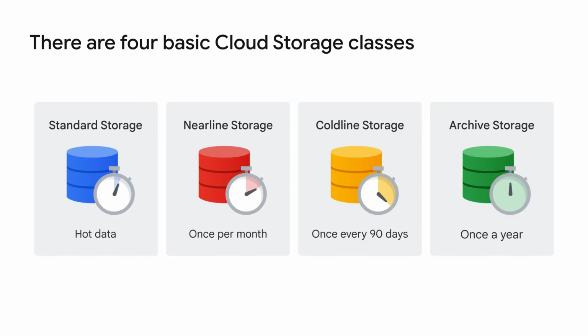The third storage class is coldline storage. This is also a low-cost option for storing infrequently accessed data. However, as compared to nearline storage, coldline storage is meant for reading or modifying data, at most, once every 90 days. The fourth storage class is archive storage. This is the lowest cost option, used ideally for data archiving, online backup, and disaster recovery. It's the best choice for data that you plan to access less than once a year because it has higher costs for data access and operations and a 365-day minimum storage duration.